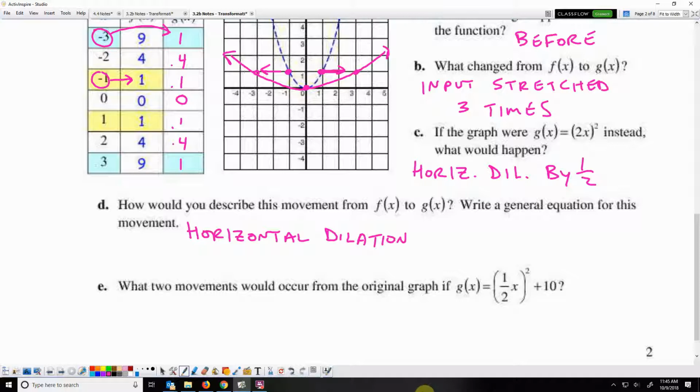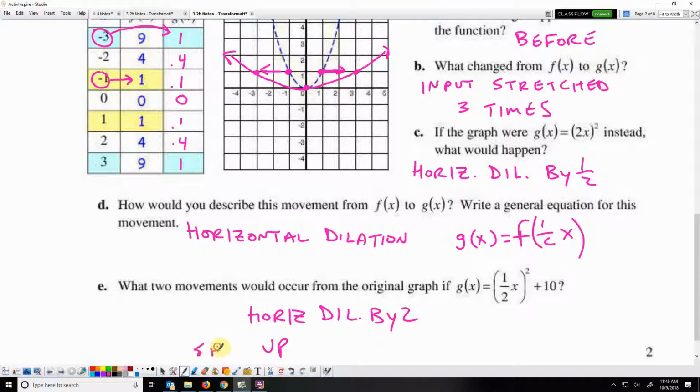Okay, and a general equation for this, g of x is f of the reciprocal of a constant times x. So what two movements are happening here? We've got a horizontal dilation because it's multiplying inside of that function. And it's by the reciprocal of this, so it's a horizontal dilation by 2. And then that plus 10 after means that it's going up by 10. So I'll write the word shift. We are going to shift up 10 units.